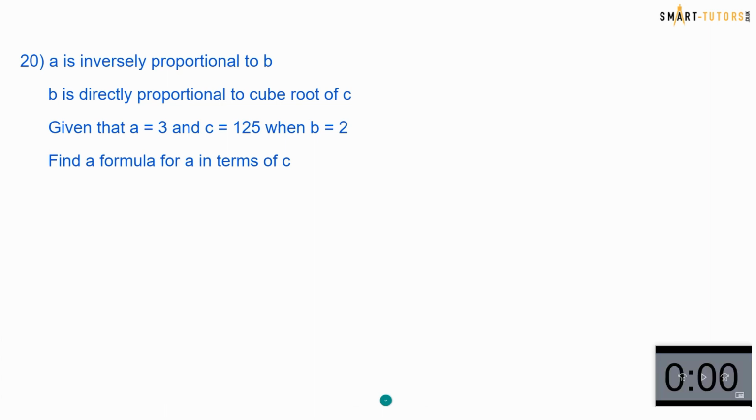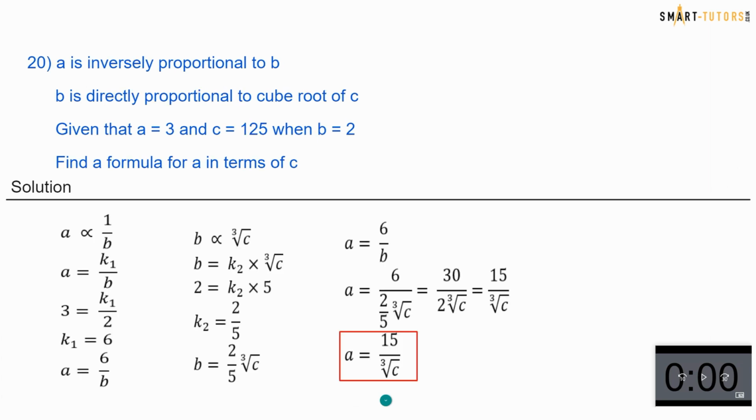That is the end of the time allocated for question number 20. Let's look at the answer and the working out. First of all, the answer is A equals 15 over cube root of C. And the working is, first of all, the first sentence: A is inversely proportional to B. So A is proportional to 1 over B. So we are going to change this to an equation by introducing a constant K1. So A equals K1 over B.